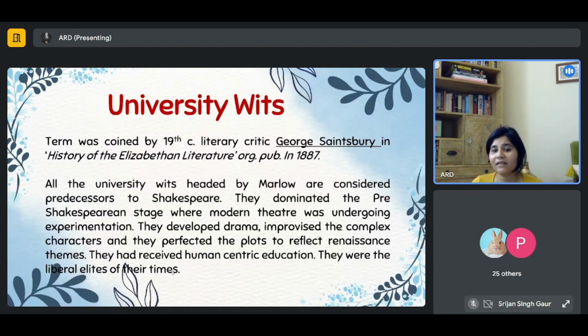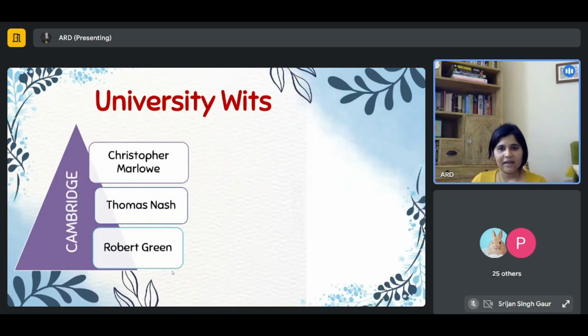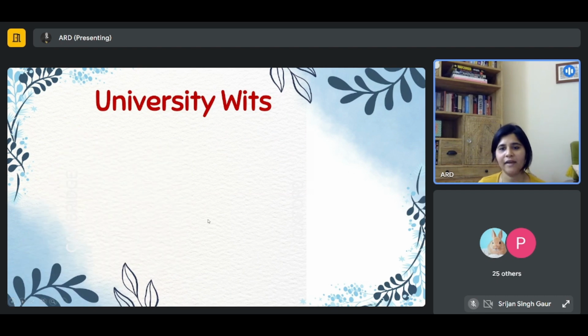And they were the liberal elites of their times. We'll see why they were liberal, why elite, because they went to the universities. Okay, you guys tell me, who went to Cambridge and who went to Oxford? First Cambridge. Who all went to Cambridge? Tell me one name from Cambridge among the university wits.